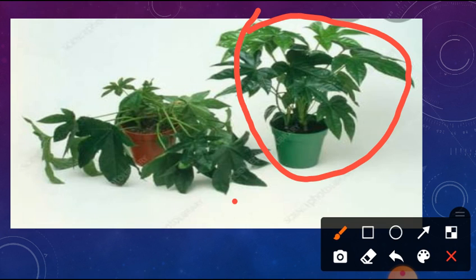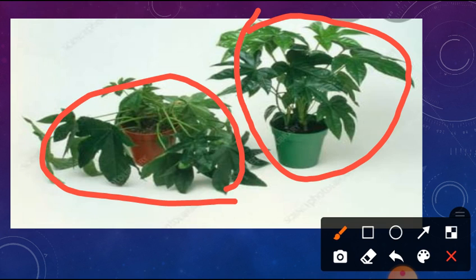And this left side plant, see here, this plant did not get the required amount of water, that's why it looks dry and its leaves are falling down here. This plant is not straight, so this plant's leaves are falling down. It is not a healthy plant. So we should water the plants regularly. We should supply required amount of water to the plants.